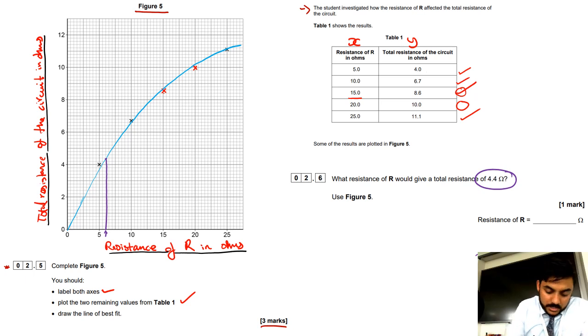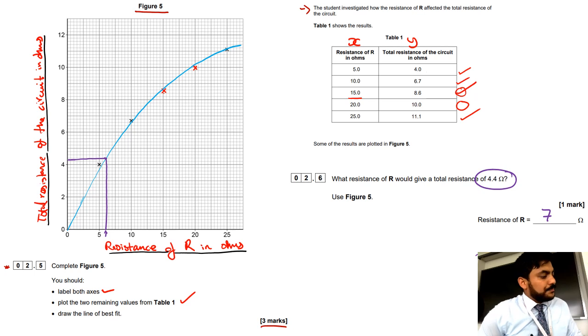Obviously, all of this has to be done using a pencil and a ruler. And then I can count what that is. Each tiny square goes up in 1. So the resistance of 7 ohms would give a total resistance of 4.4 ohms.